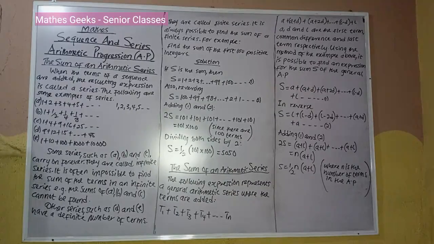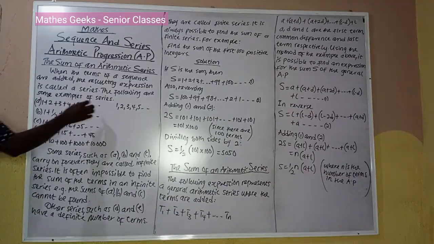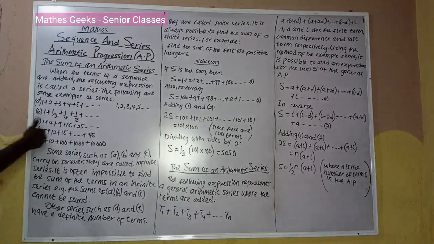Some series such as A, B, and C carry on forever. They are called infinite series. Once you see these three dots, it indicates that the series goes on, and there's no last term, so it continues indefinitely. That indicates that the series is infinite. It doesn't have an ending. It is often impossible to find the sum of the terms in an infinite series, e.g., the sums of A, B, and C cannot be found.